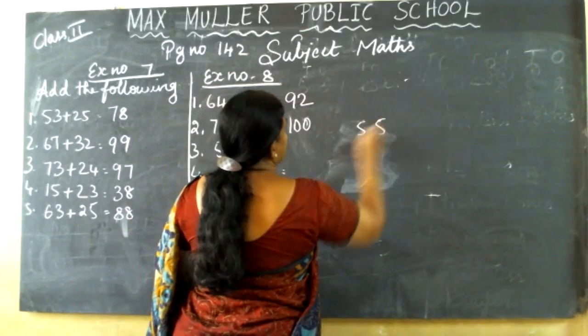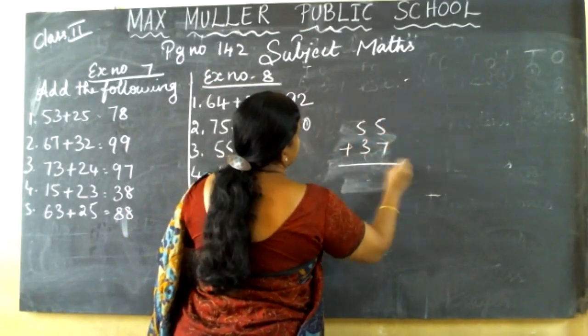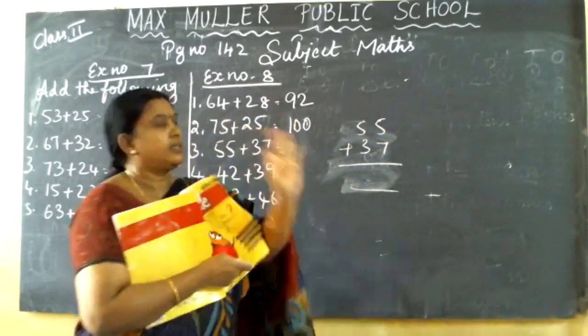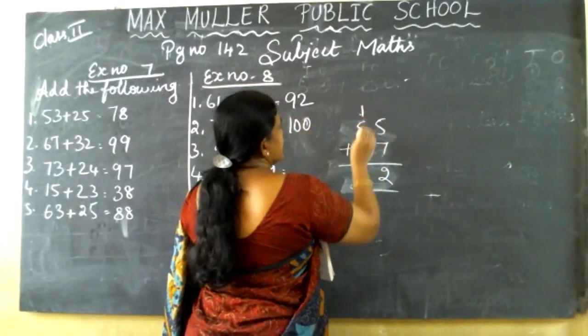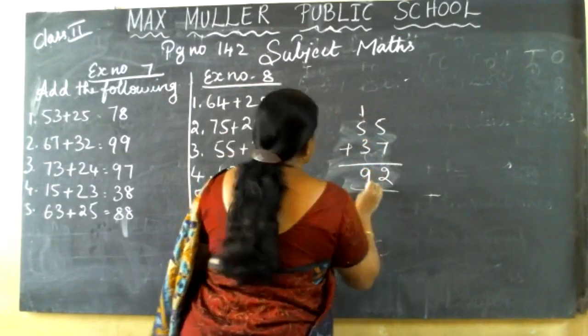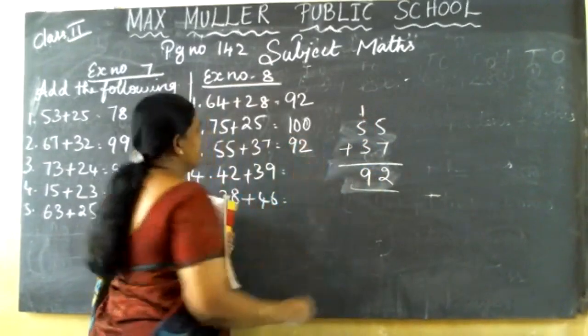55 plus 37. 7 plus 5: 8, 9, 10, 11, 12. Write 2 here, carry 1. 1 plus 5, 6, 7, 8, 9. The answer is 92. For this, 92.